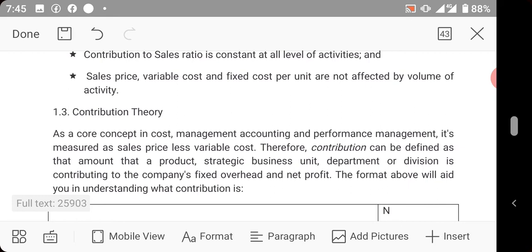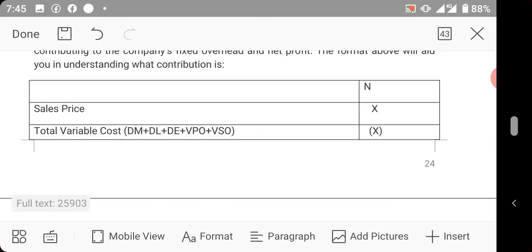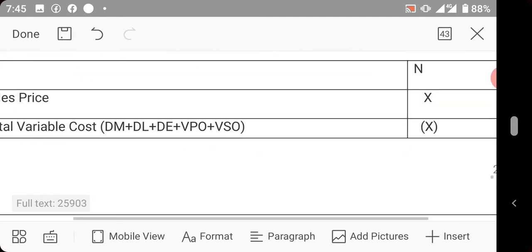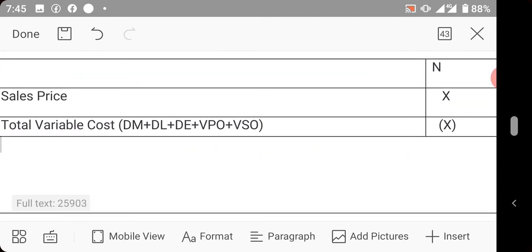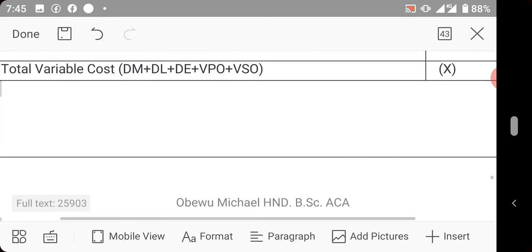Now, contribution theory. Contribution is simply the difference between sales and variable costs. In other words, contribution is sales price minus variable cost. Don't forget this. It is important in performance management. Now, this is how it's calculated. This is the format: sales price minus total variable cost. Total variable costs include total variable production cost and total variable selling cost. You add them together, that gives you total variable cost.